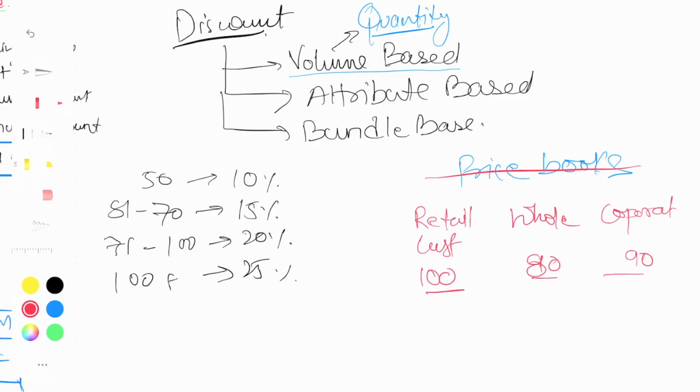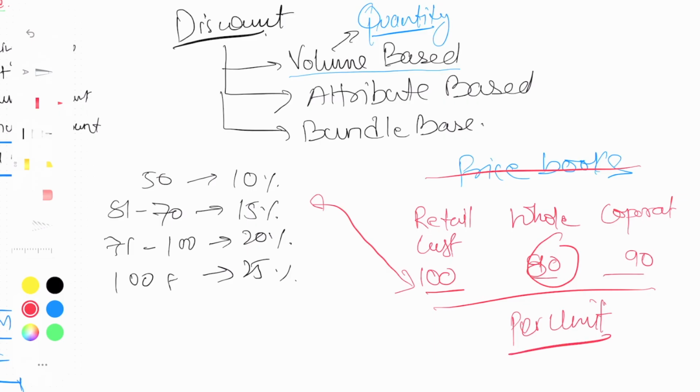But don't get confused between this one and this one. Here we are also reducing the prices, and here the prices also get reduced. But don't get confused with the price books and the discounts. Price books are a different thing. Price books are applicable on a per unit basis.